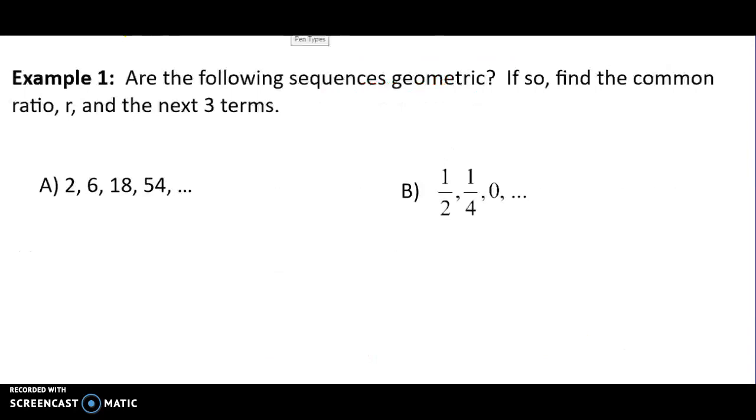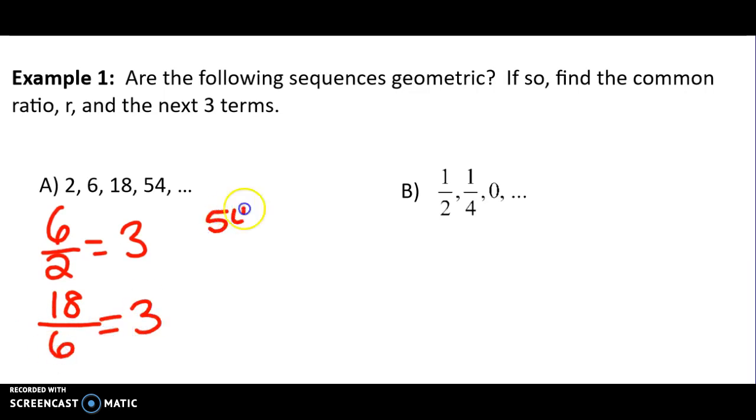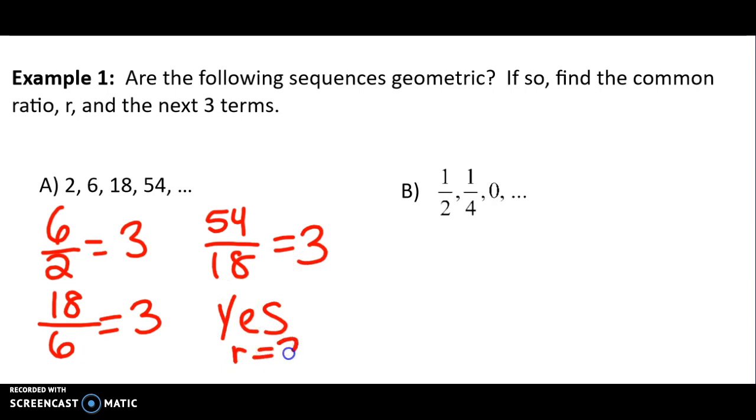So in the first example, we are determining if the sequences are geometric, and if so, finding the common ratio. So we want to take the next term, divide it by the previous one, see what the ratio is, continue to see if all of these give us a common ratio, and 54 divided by 18 also gives us 3. So this is a yes, r is equal to 3.